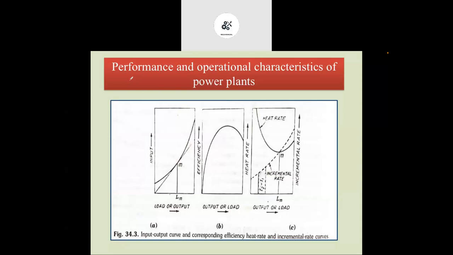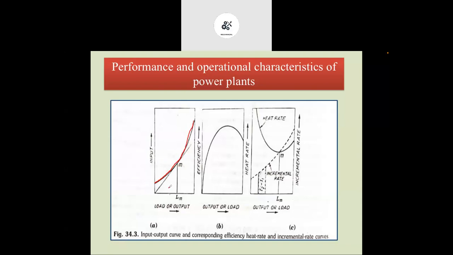It is very important because this directly varies the total cost or the operating cost of the particular power plant, and it indirectly affects the tariff of the electricity generated inside the power plant. So for that you must know the performance and operational characteristics of the particular power plant. In that, we are going to concentrate on the input versus output graph, the efficiency versus output or load graph, and the heat rate versus output or load graph.